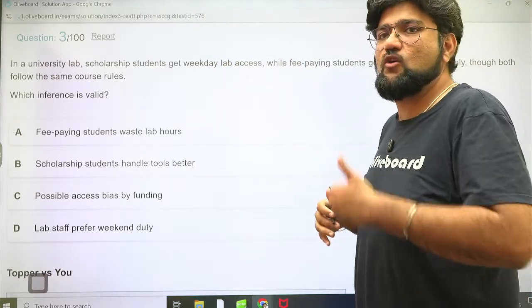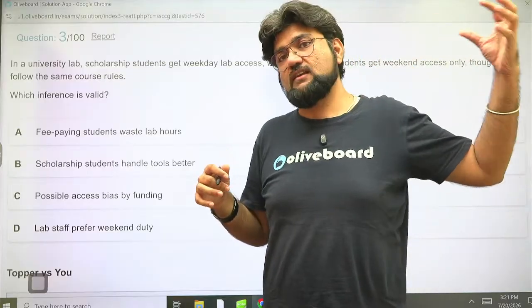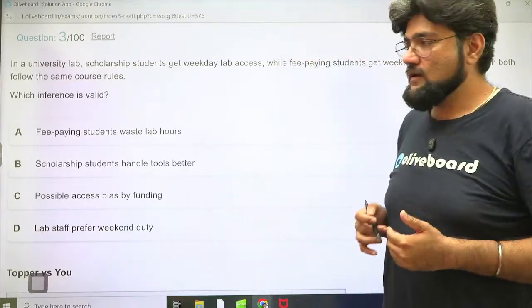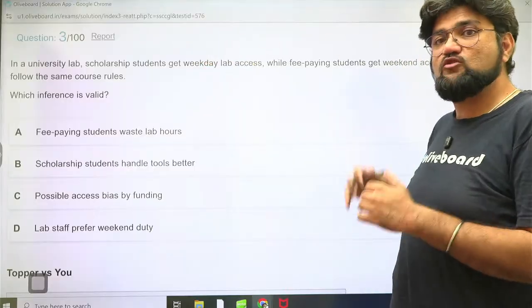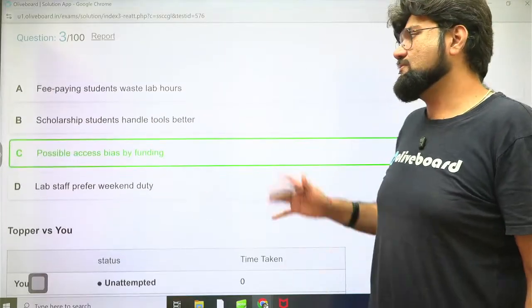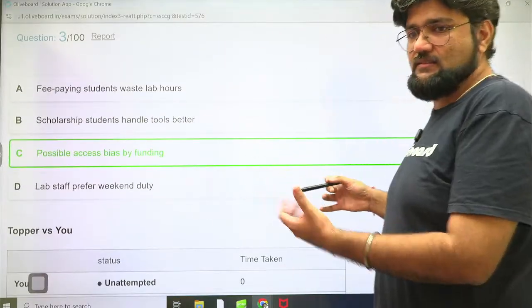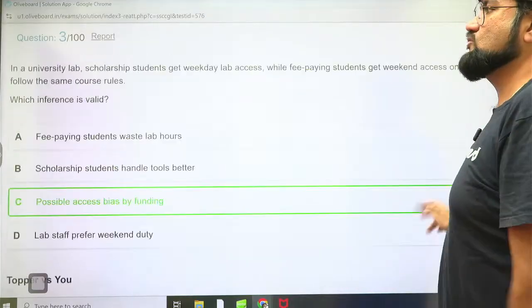If a student has secured a scholarship, that means he or she has been funded from some external source. So that funded student is given a preference over a student who has actually paid the fees. So there is a possible bias based on funding, and hence option C is the correct answer. 32 seconds. Next.